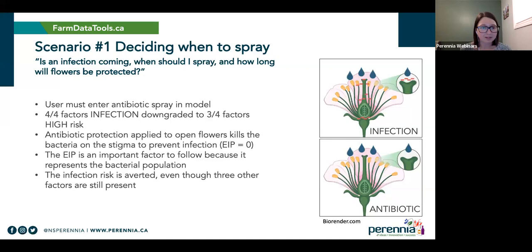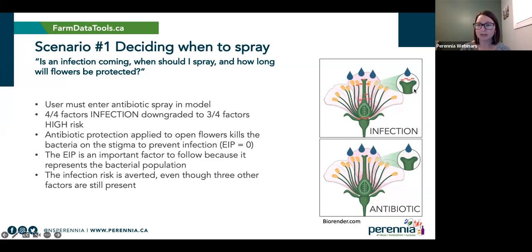Let's see. So I think I had already addressed this. I just want to make it really clear that the EIP is an important factor to follow because it does represent the bacterial population. So even though it's still saying the risk is high, you do need to check and see how much bacteria is present. And in that case, putting the antibiotic spray on does avert the infection risk.